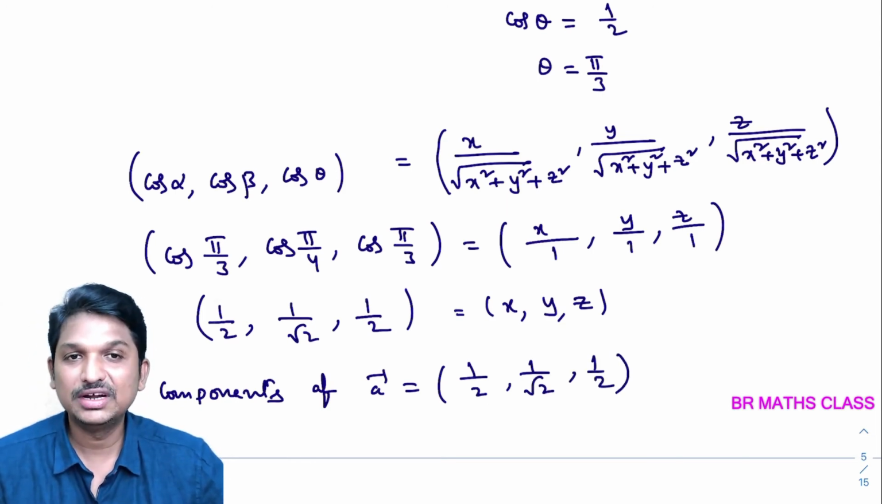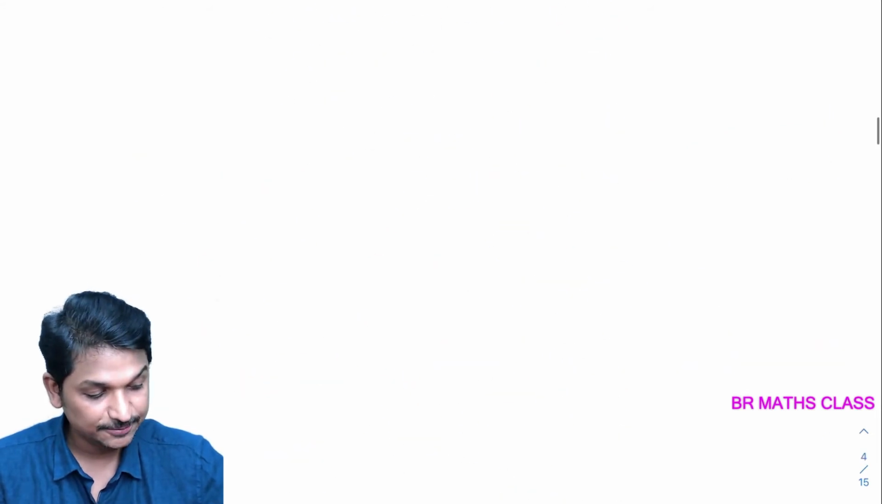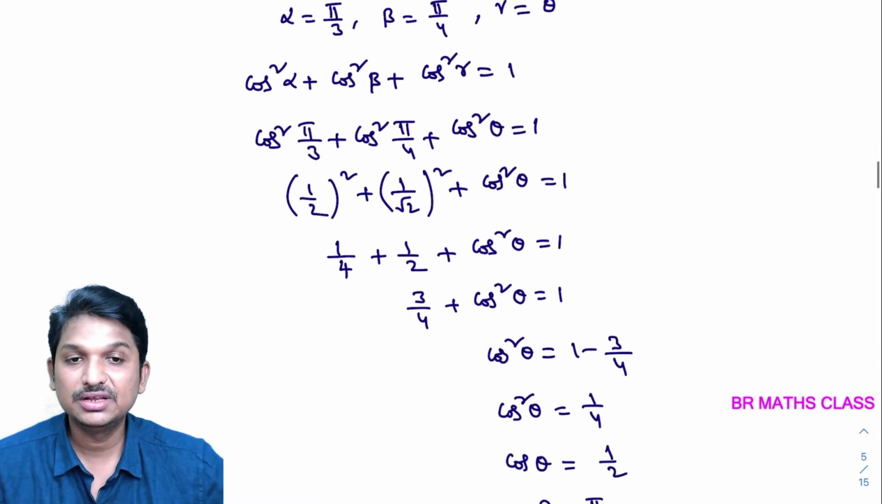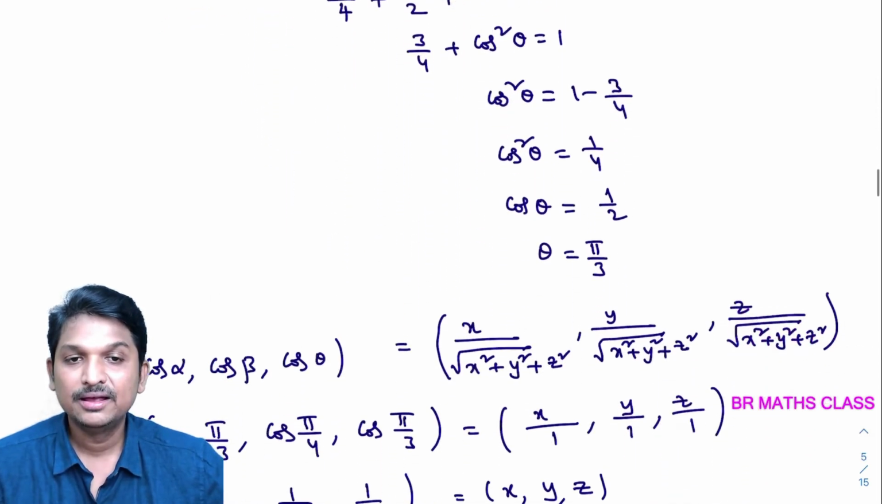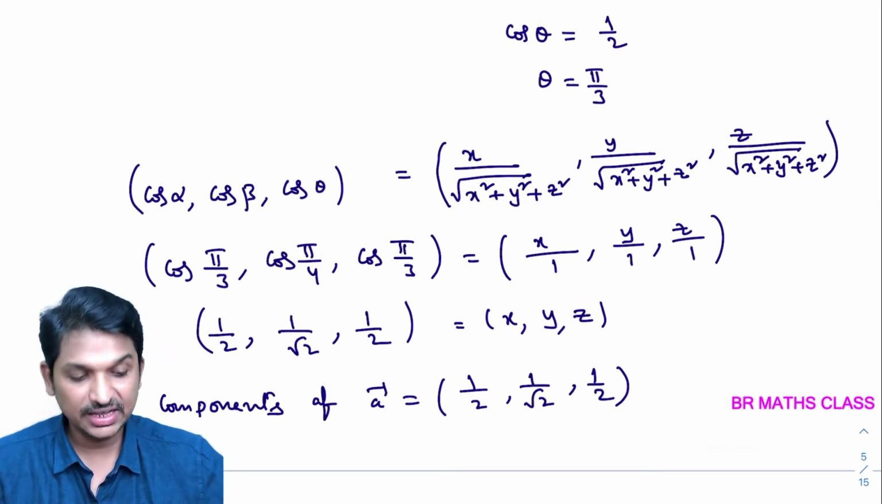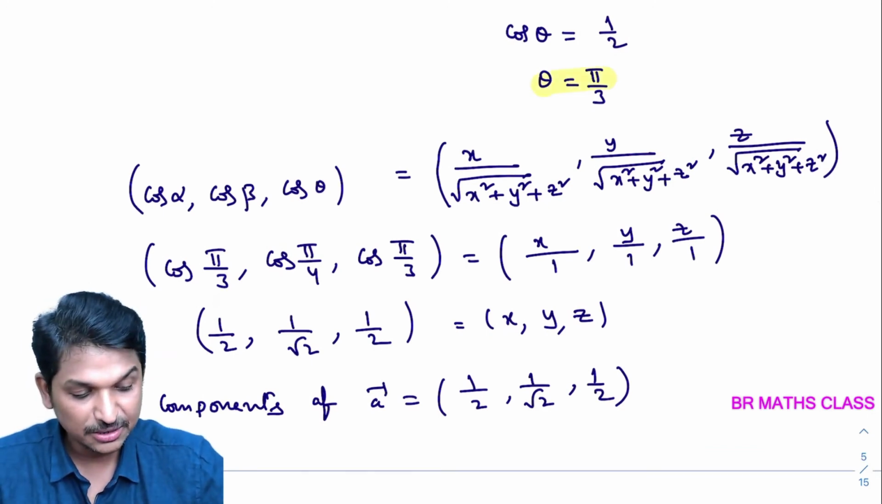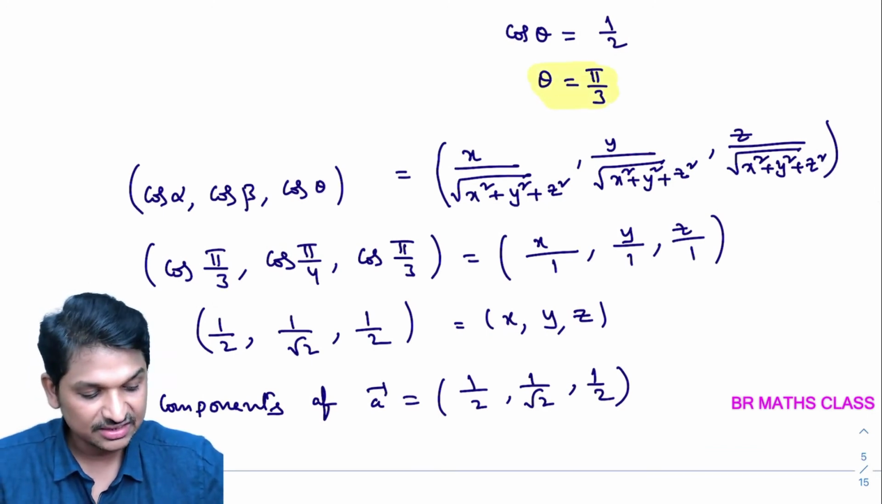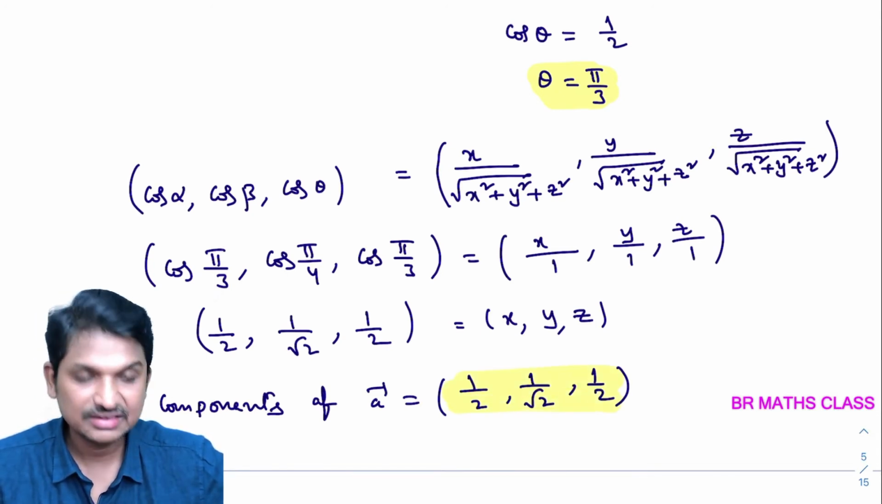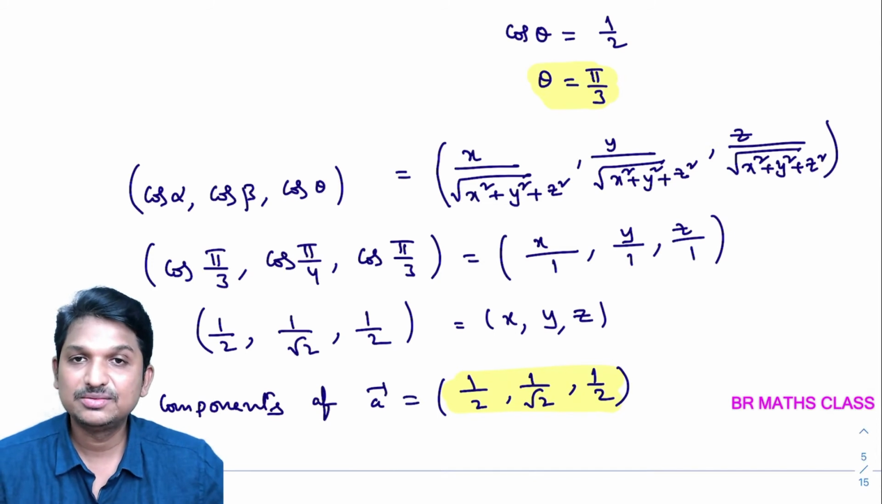I hope you understand this solution. This is the solution for this problem. First they asked to calculate the acute angle theta, and we got it as pi by 3. Next they asked for the components of A bar, and I got them like this. So this problem is completed.